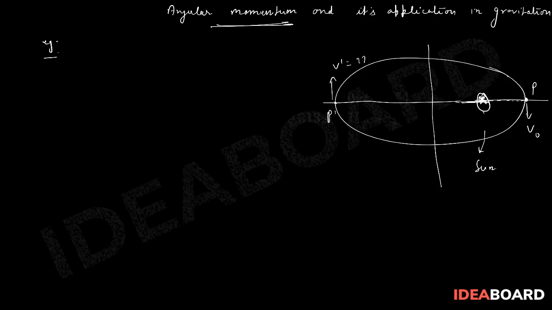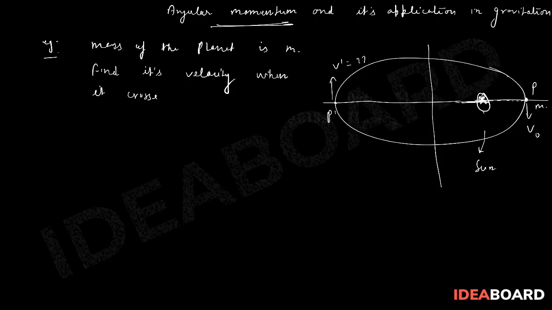So we want to find the velocity v dash, and the mass of the satellite or the planet is m. So the mass of the planet is small m. Find its velocity when it crosses the point P dash.